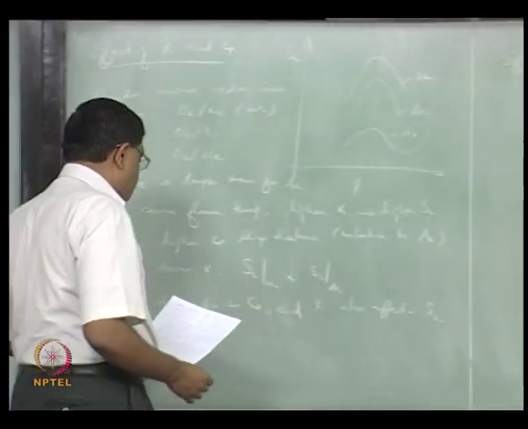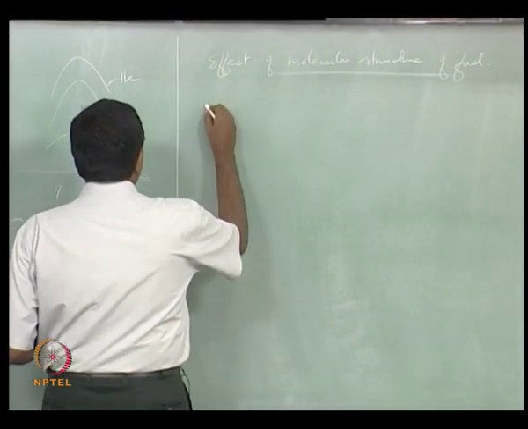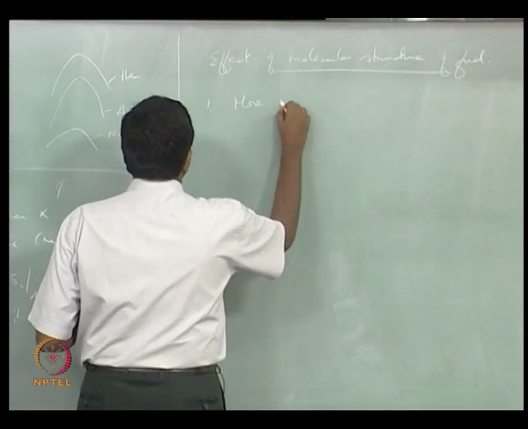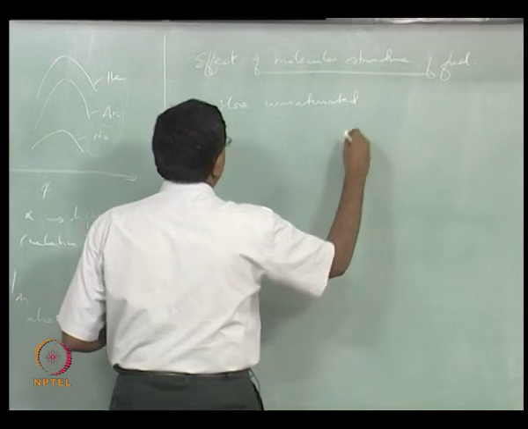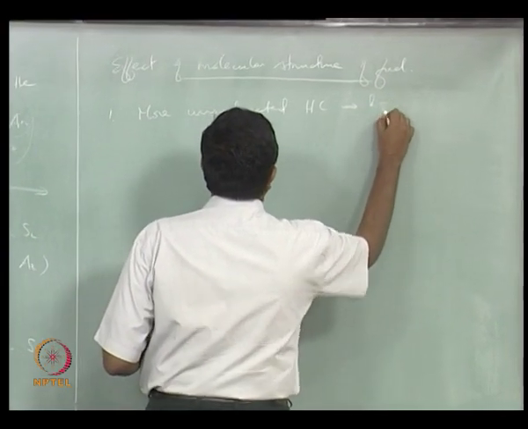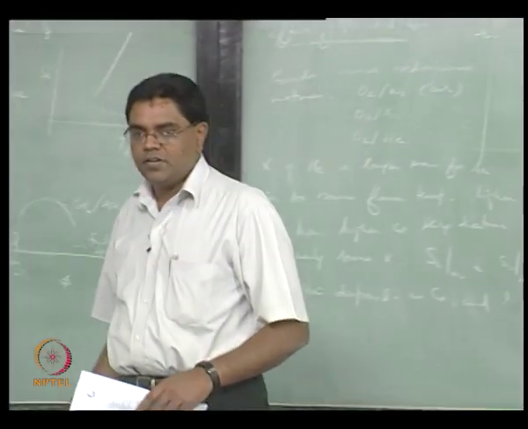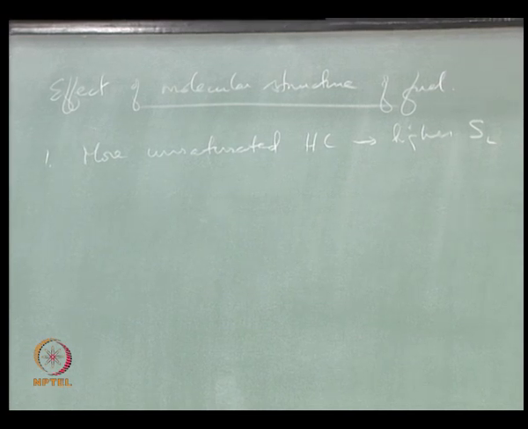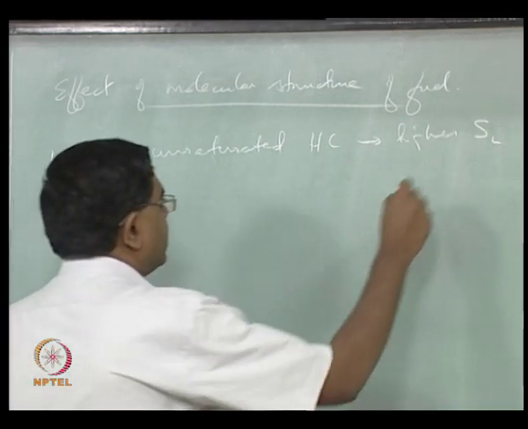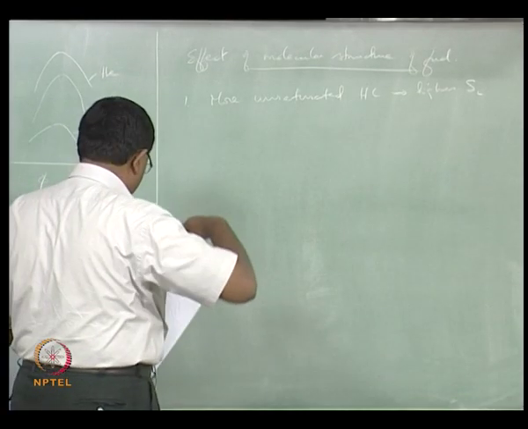Now what we find is two things we have to think about. One, more unsaturated hydrocarbon, higher is SL, and unsaturated means you have double bonds and triple bonds, right? So it's not like alkanes, we are now talking about alkenes, alkynes, those kinds of things. They would have typically much higher SL when compared to when you only have single bonds.